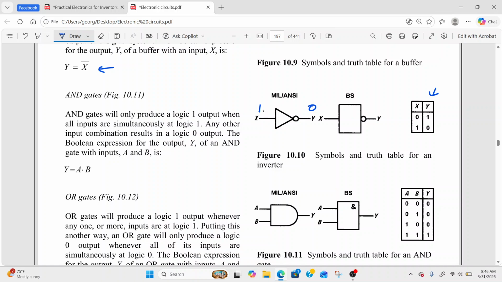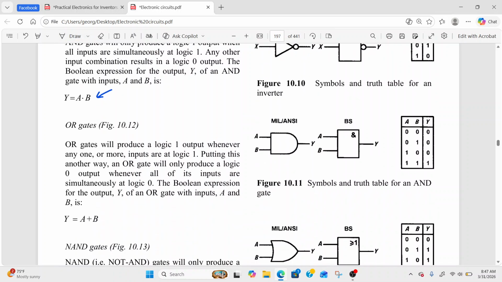So next, AND gates. It says AND gates will only produce a logical 1 output when all inputs are simultaneously a logic 1. And this is the Boolean expression of an AND operation. Y, the output, is equal to the multiplication of its inputs. This here is the AND symbol, and this is the truth table for an AND operation.